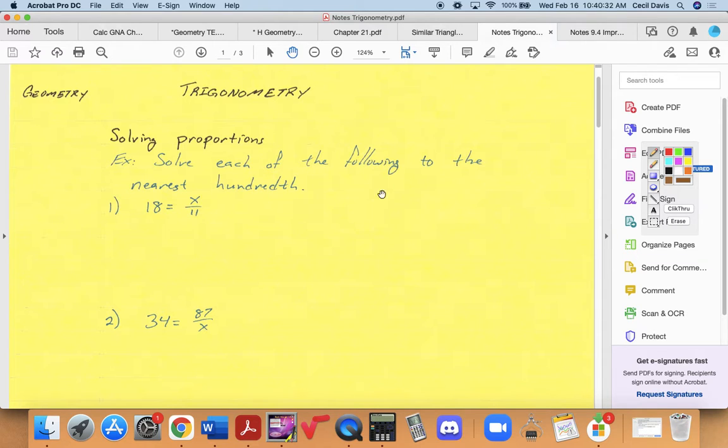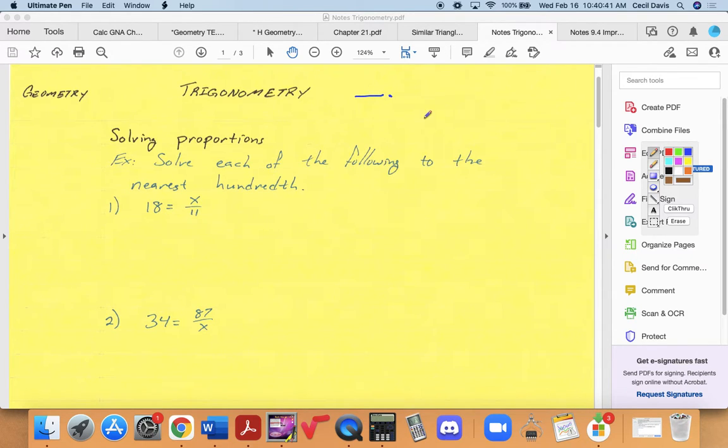So solve each of the following to the nearest hundredth. Let's talk about place value for just a second. If you've got a number and then a decimal place, what's the first number after the decimal? Tenths. And the next one? Hundredths, excuse me. And the next one after that? Thousandths. That's as far as we're going to go in this class.